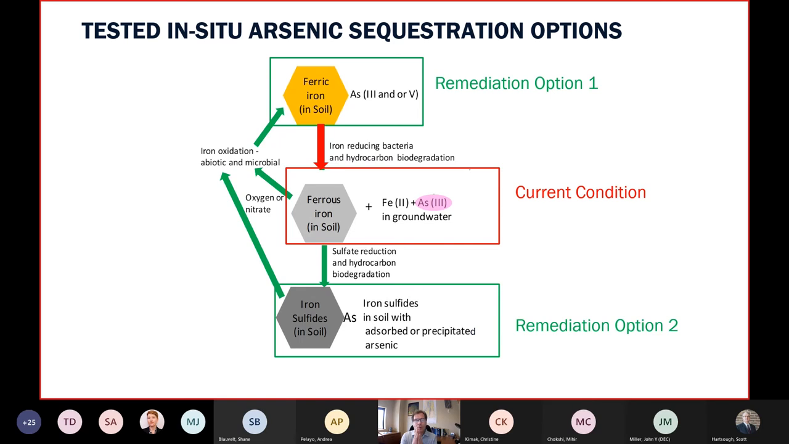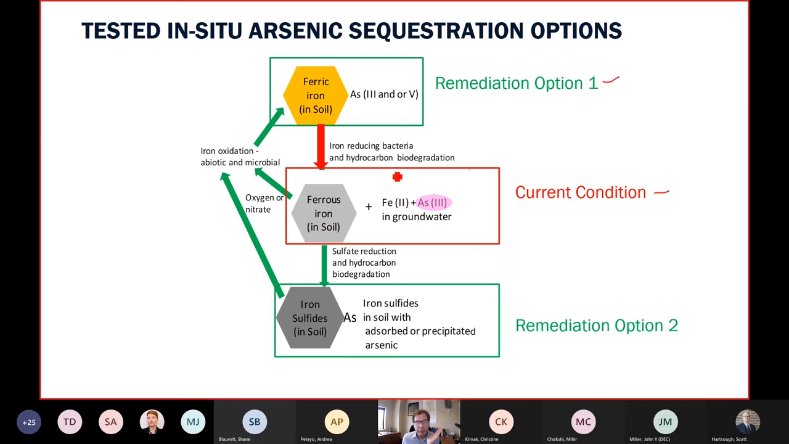All right, so how do we look at this in terms of our options for a remedial action? So if we look to the center here, this is our current condition. We have ferrous iron in soil. We have Fe2 and arsenic 3 in groundwater. So this is dissolved phase. That represents our problem. That represents our pollutant, and we need to remediate it.